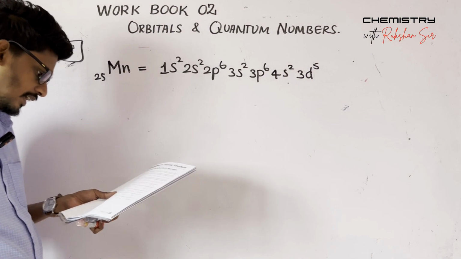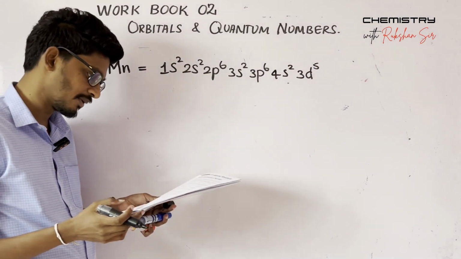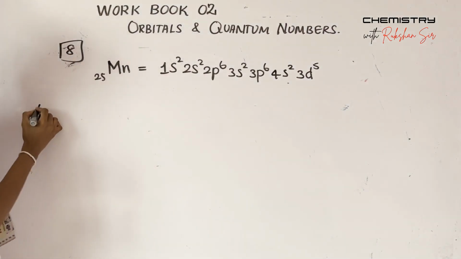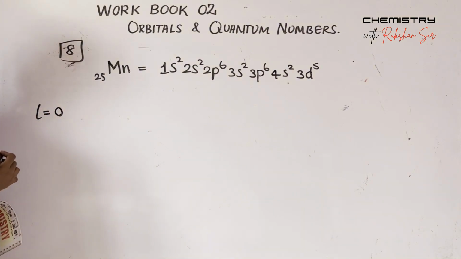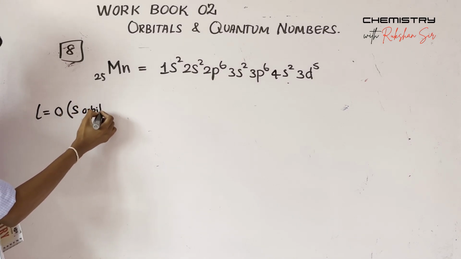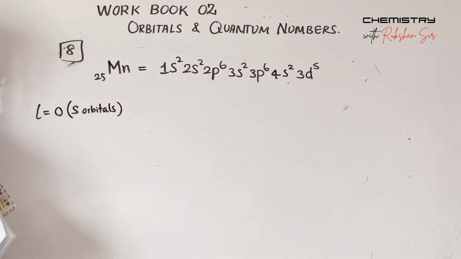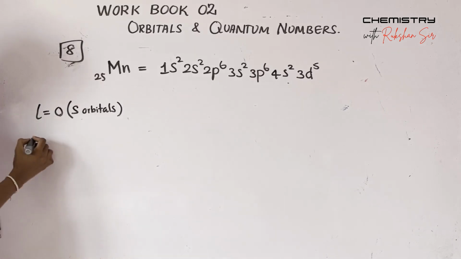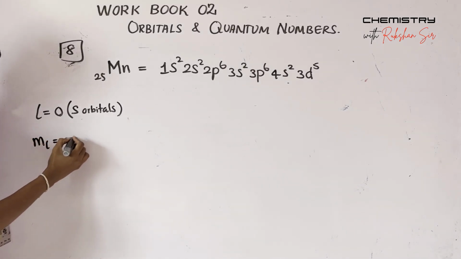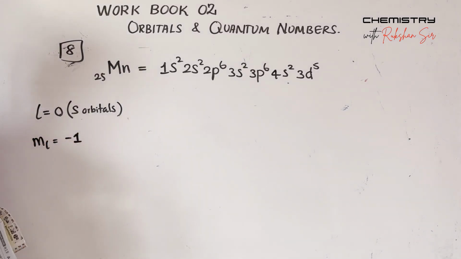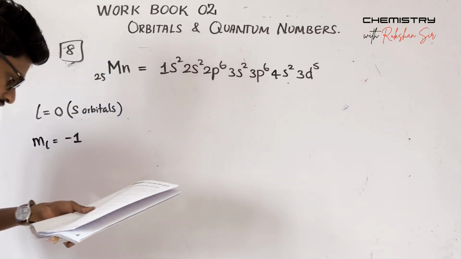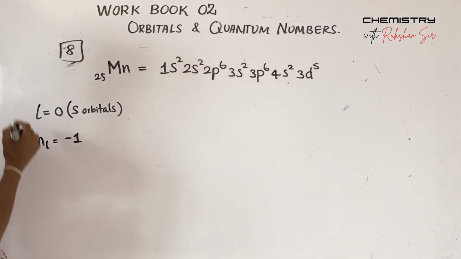And they are asking for the number of electrons that have quantum numbers l is equal to 0 and ml is equal to minus 1. l equal to 0 means we are dealing with s orbitals. And ml is equal to minus 1. So we need quantum numbers l is equal to 0 and ml is equal to minus 1.